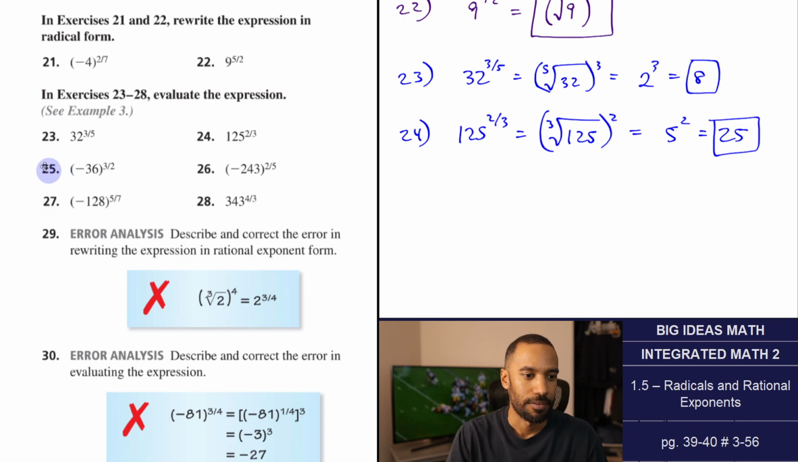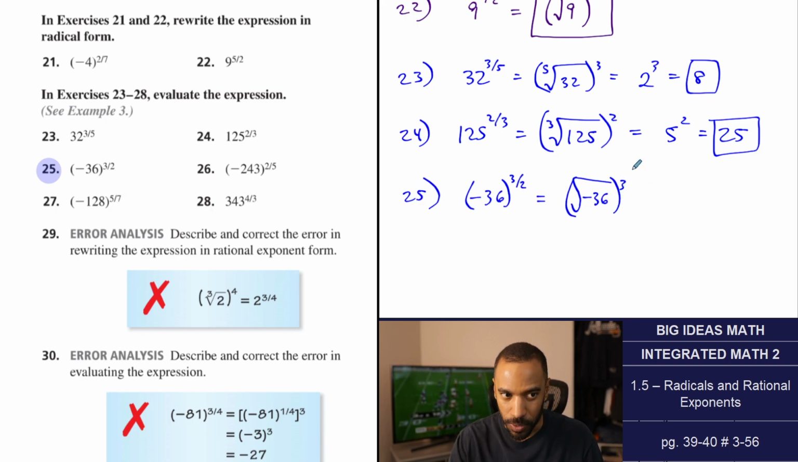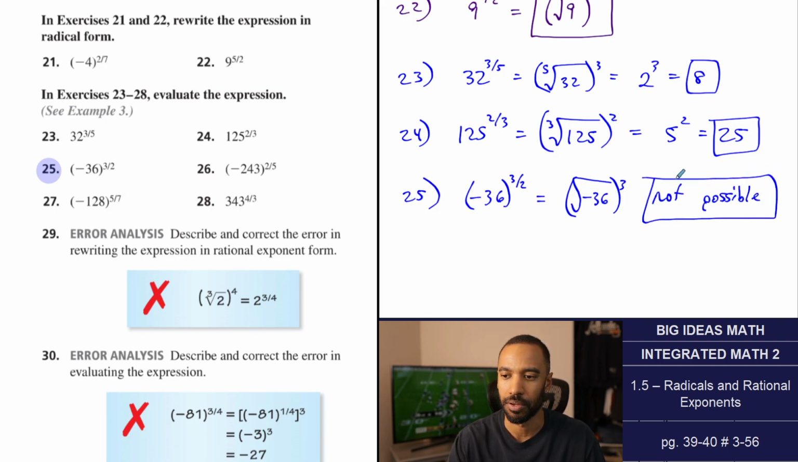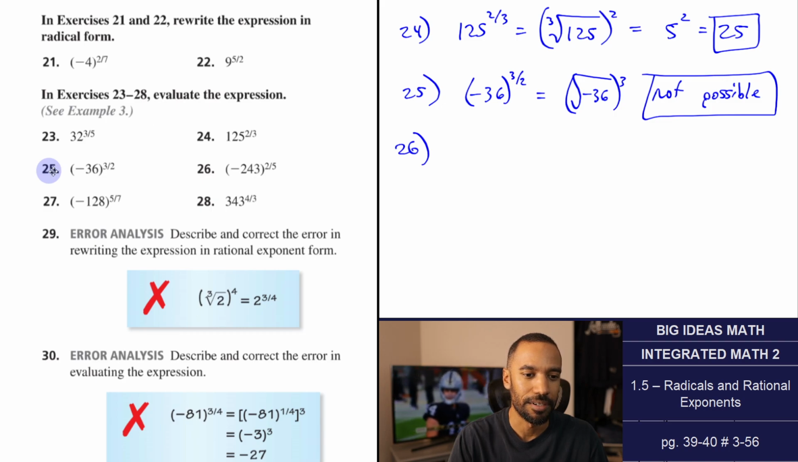Number 25. Negative 36 to the 3/2 power is the square root of negative 36 cubed. If we're talking about real numbers, this is not possible. Cannot take the square root of a negative number, let alone any other real root of a real number. So there is nothing to evaluate. Your calculator will say domain error, or at least mine would say domain error.